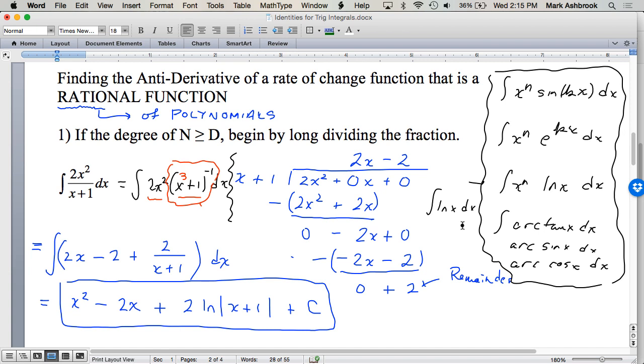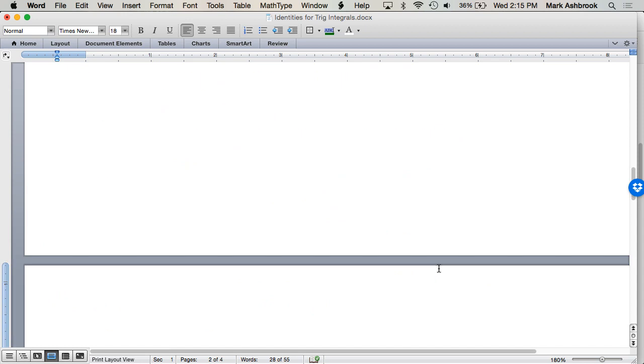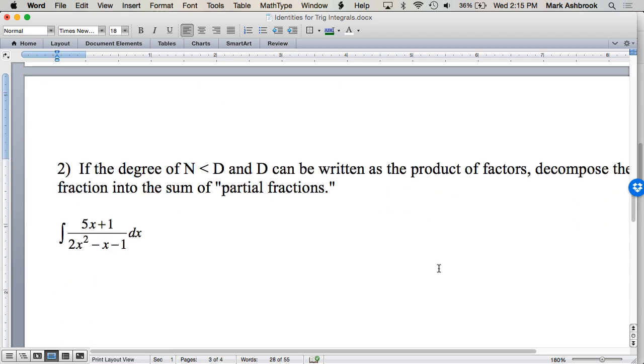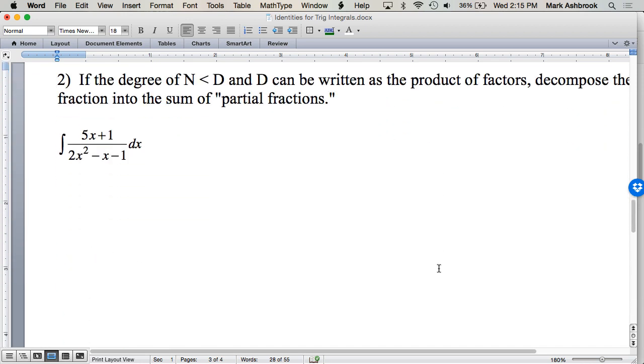Other questions? Okay, so now what if the degree of the numerator is not greater than or equal to the denominator? So let's look at the next one here. If the degree of the numerator is less than the degree of the denominator, and the denominator can be written as the product of factors, so both of these conditions have to hold. If you can't factor out the denominator, you can't do partial fractions, this thing we're about to do. Okay? So these are the two conditions.